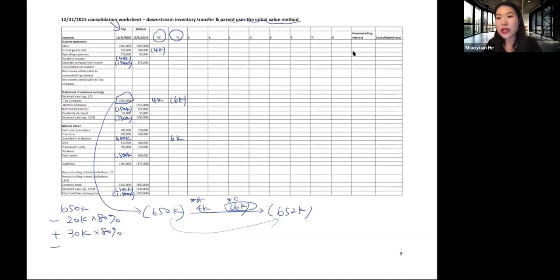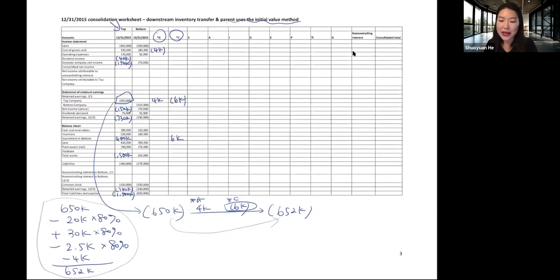And then we also need to take out amortization, 2.5 thousand. And then we need to take into account intra-entity deferred profit, which is 4,000. And because this is downstream, so we take 100% of that. So that will give you 652,000. So those are the conversion.